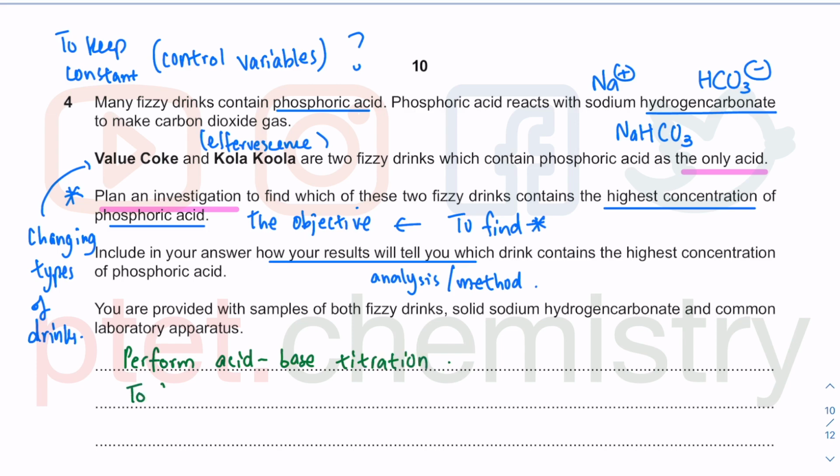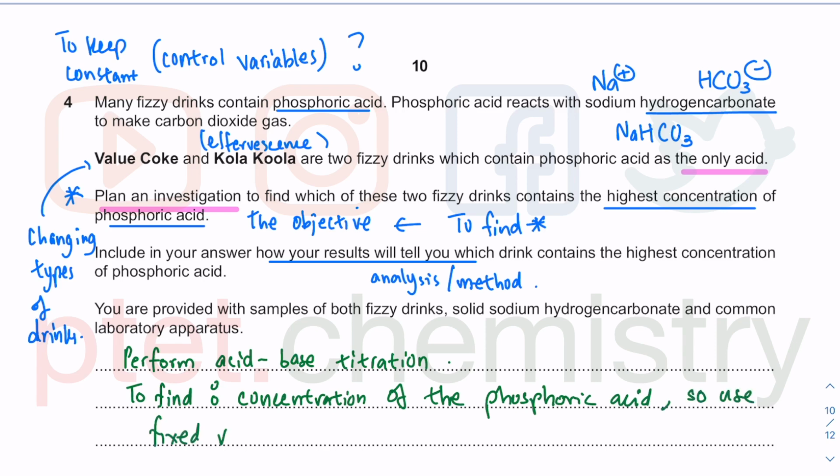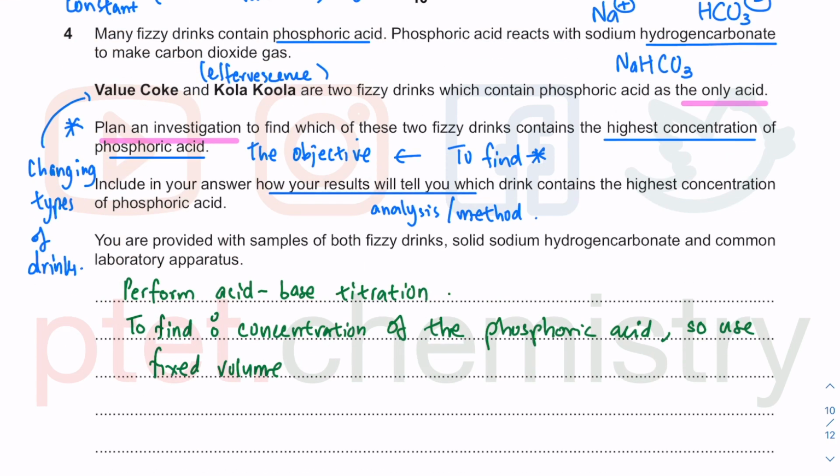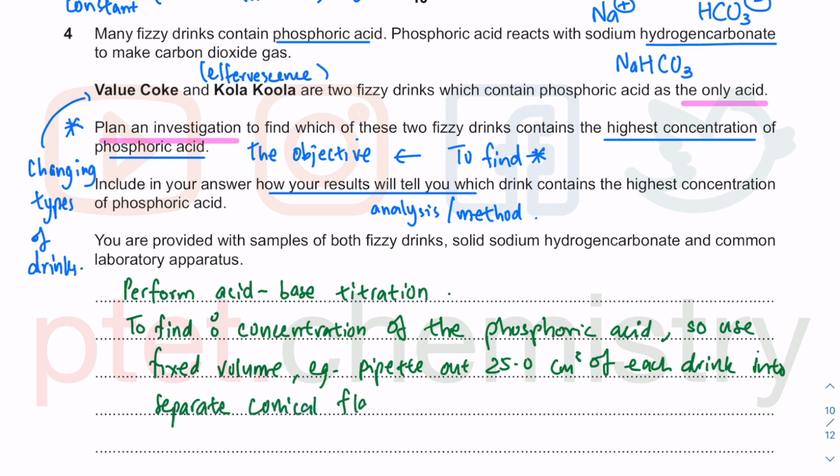Okay? So to find the concentration of the phosphoric acid, we will have a fixed volume. So use a fixed volume. For example, pipette out maybe 25.0 cm3 of each drink into a separate conical flask. So you're going to do different experiments, right? So you pipette out something into a conical flask.